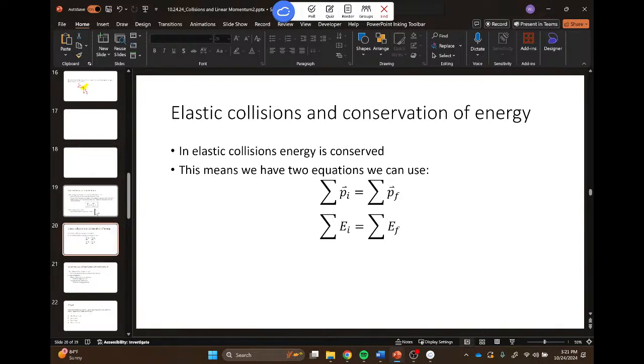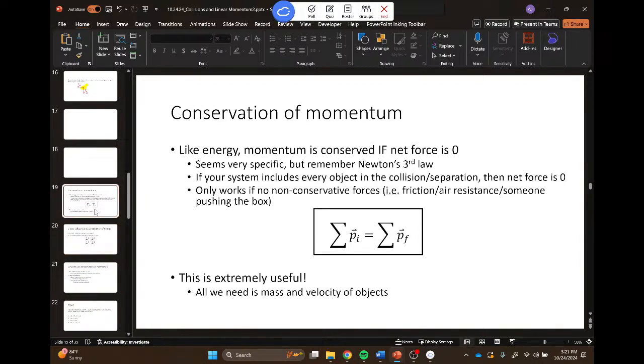This is all we're doing today, y'all. This is it. Add up all your momentums in the beginning, it equals all your momentums at the end. We're going to spend the next hour or so doing problems with this. This is the equation. Add up all your momentums in the beginning, equals all your momentums at the end. It is a vector.